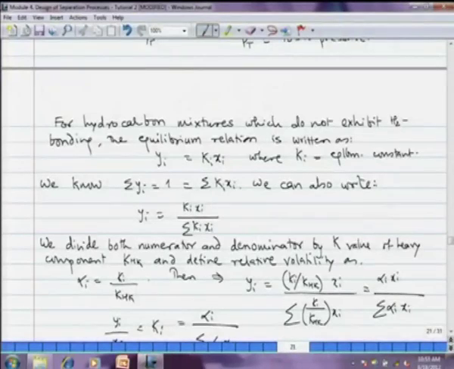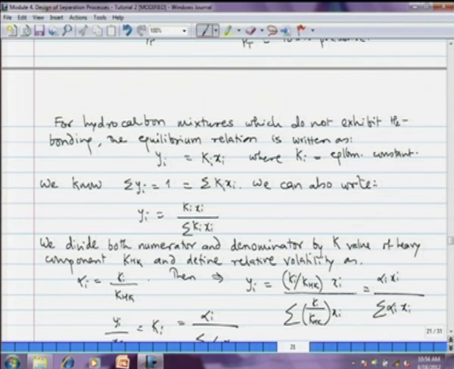For hydrocarbon mixtures which do not exhibit hydrogen bonding, the equilibrium relation is written as yi is equal to Ki into xi, which we just did, Ki being the ratio of vapor pressure to total pressure. Summation yi is equal to 1, because yi is essentially the mole fraction of the ith component. So, if you add the mole fractions of all components, if you do summation over all i, then it is obviously 1. This is equal to summation Ki xi. We apply the summation sign on both sides. Then we can also write yi is equal to Ki xi divided by summation Ki xi, because summation Ki xi is essentially 1. So, Ki xi divided by 1 is Ki xi.